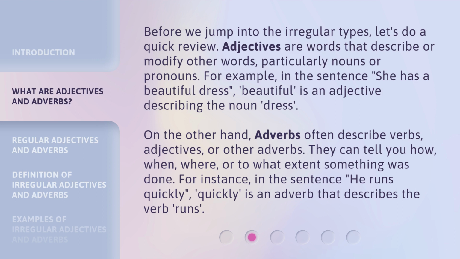Before we jump into the irregular types, let's do a quick review. Adjectives are words that describe or modify other words, particularly nouns or pronouns. For example, in the sentence, "She has a beautiful dress," beautiful is an adjective describing the noun, dress. On the other hand, adverbs often describe verbs, adjectives, or other adverbs. They can tell you how, when, where, or to what extent something was done. For instance, in the sentence, "He runs quickly," quickly is an adverb that describes the verb, runs.